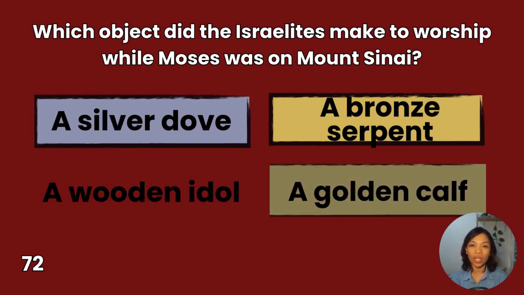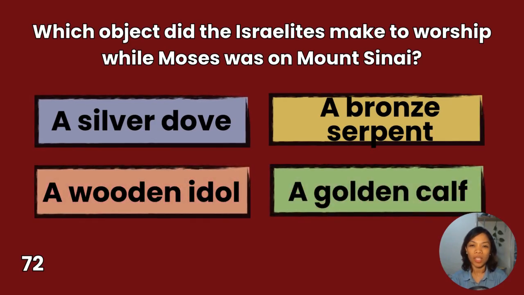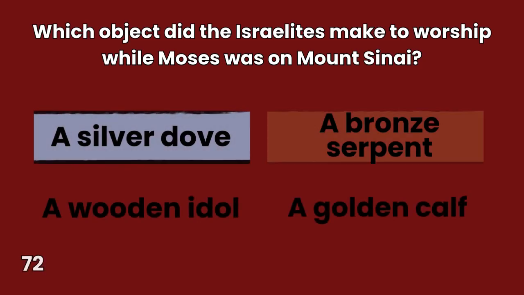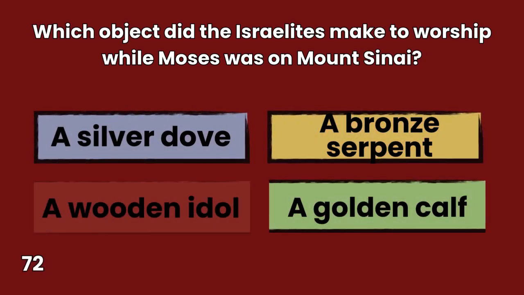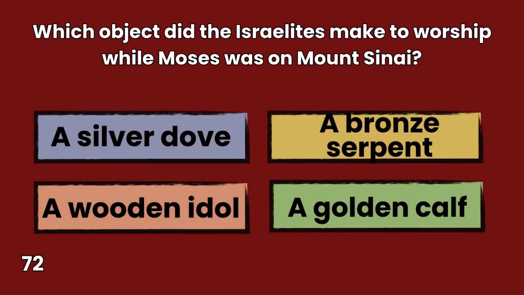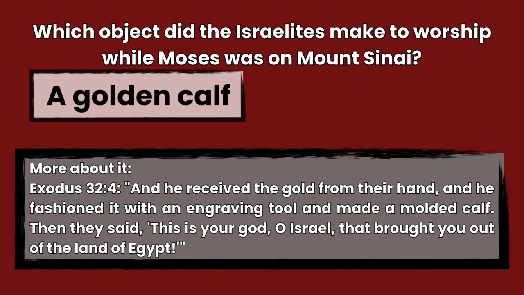72. Which object did the Israelites make to worship while Moses was on Mount Sinai? A silver dove, a wooden idol, a bronze serpent, a golden calf. You have 10 seconds to answer. The answer is a golden calf, Exodus 32:4. And he received the gold from their hand, and he fashioned it with an engraving tool, and made a molded calf. Then they said, "This is your God, O Israel, that brought you out of the land of Egypt."